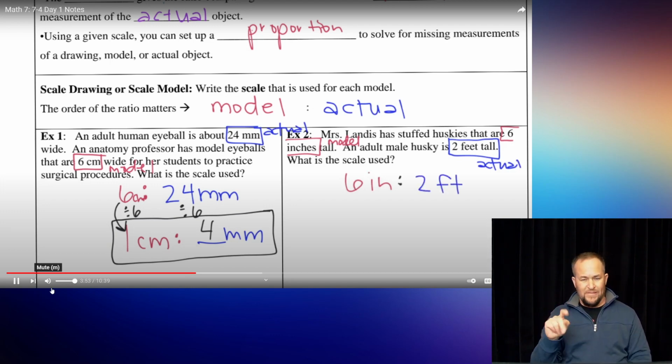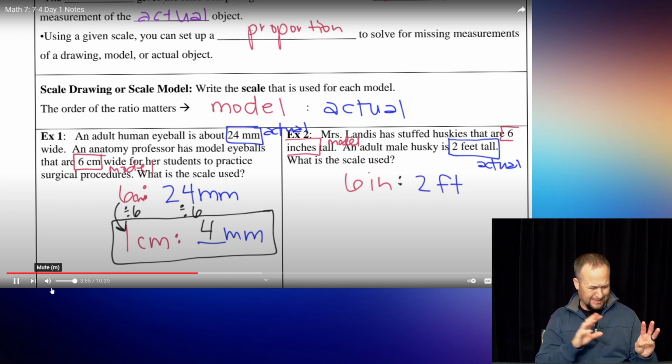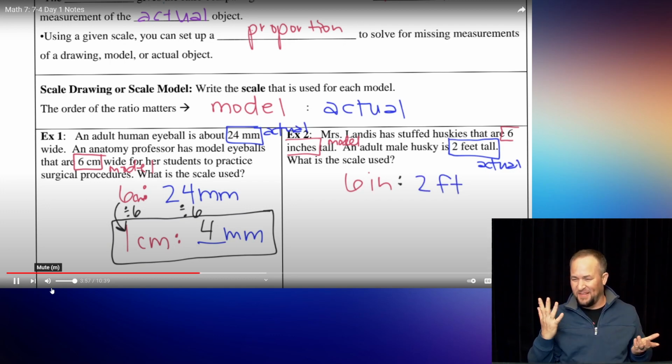I don't know why I used 6 in both of these examples. I was trying to keep them as correct as possible, though.